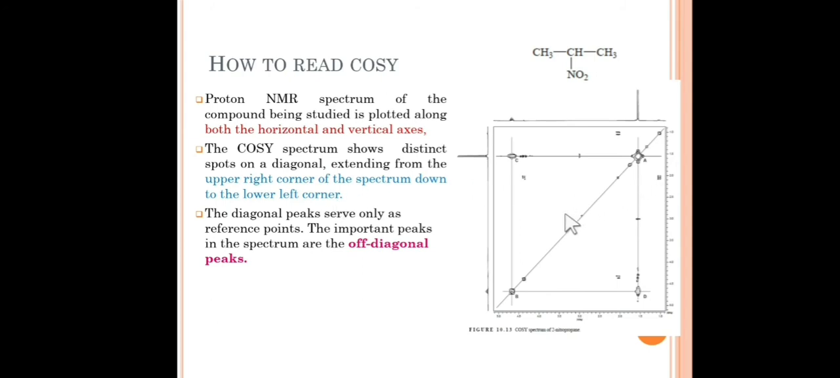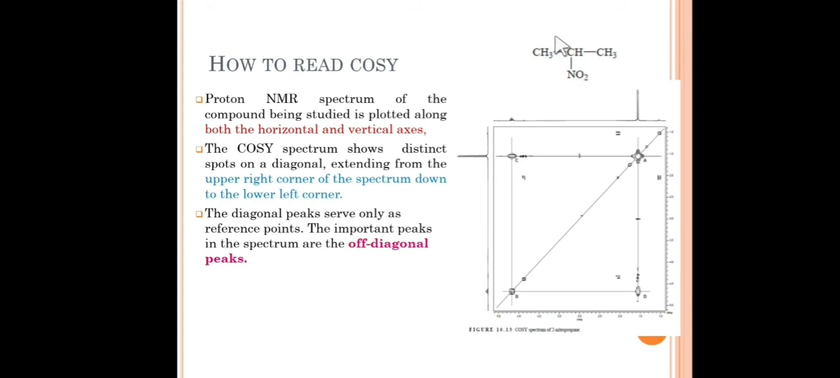The diagonal extends from the upper right corner of the spectrum down to the lower left corner. That means we are starting from the upper right corner, and this is the lower left corner. These are 1, 2, 3, 4, 5, then again 1, 2, 3, 4, 5, like this. These diagonal peaks are of no importance for us. This is just a simple H1 of one dimension. The important peaks in the spectrum are the off-diagonal peaks. So let's see how we can read it.